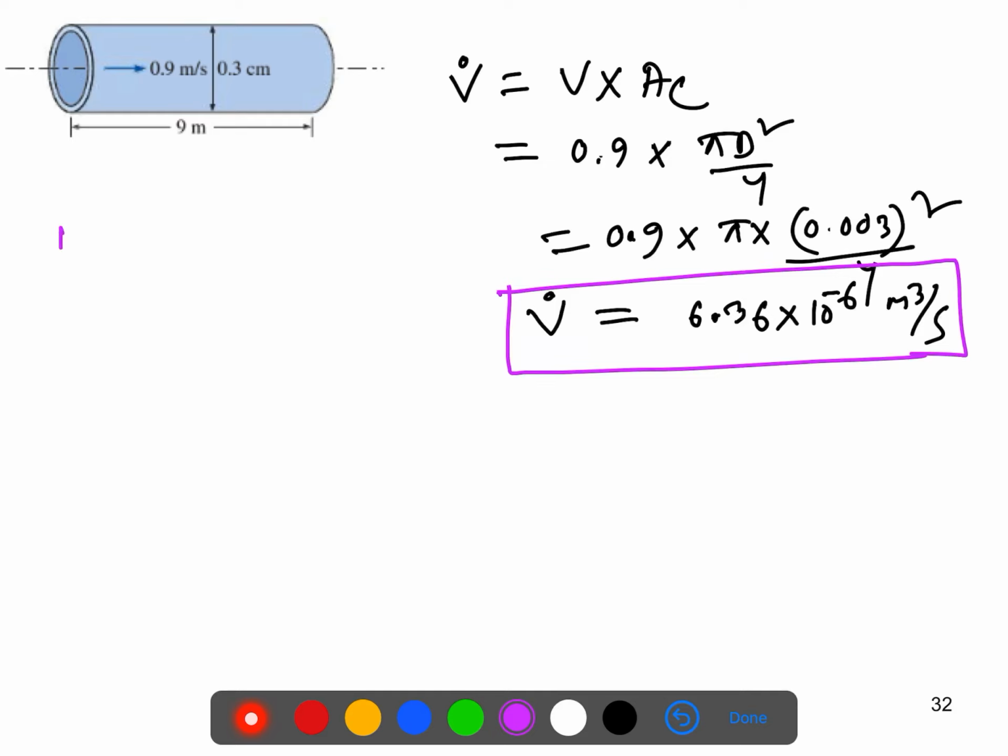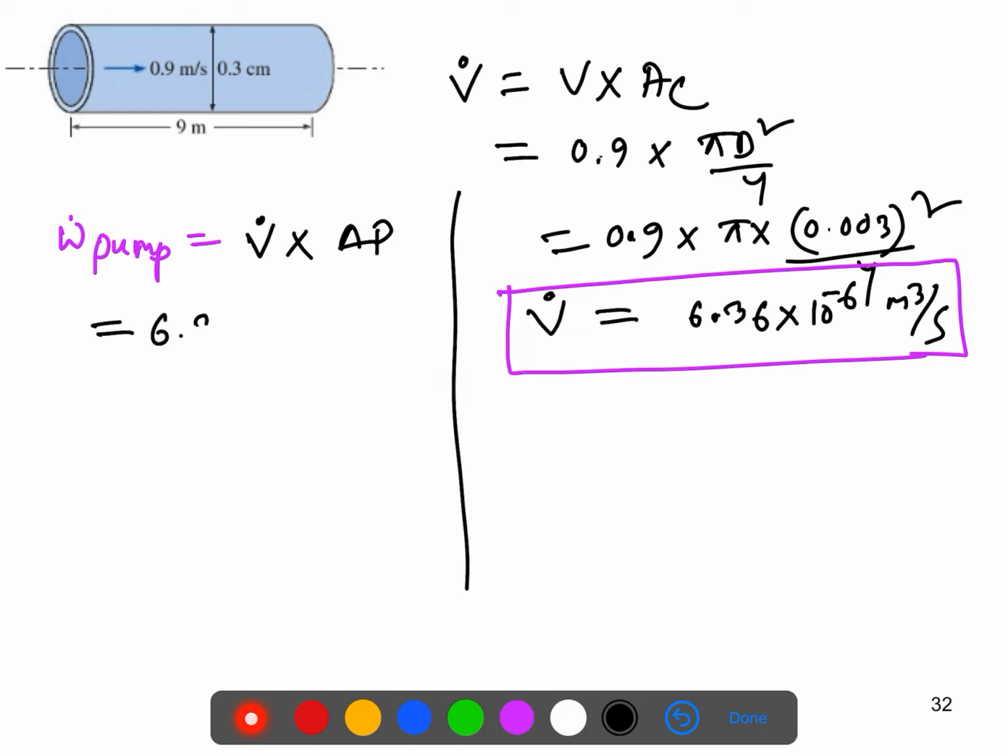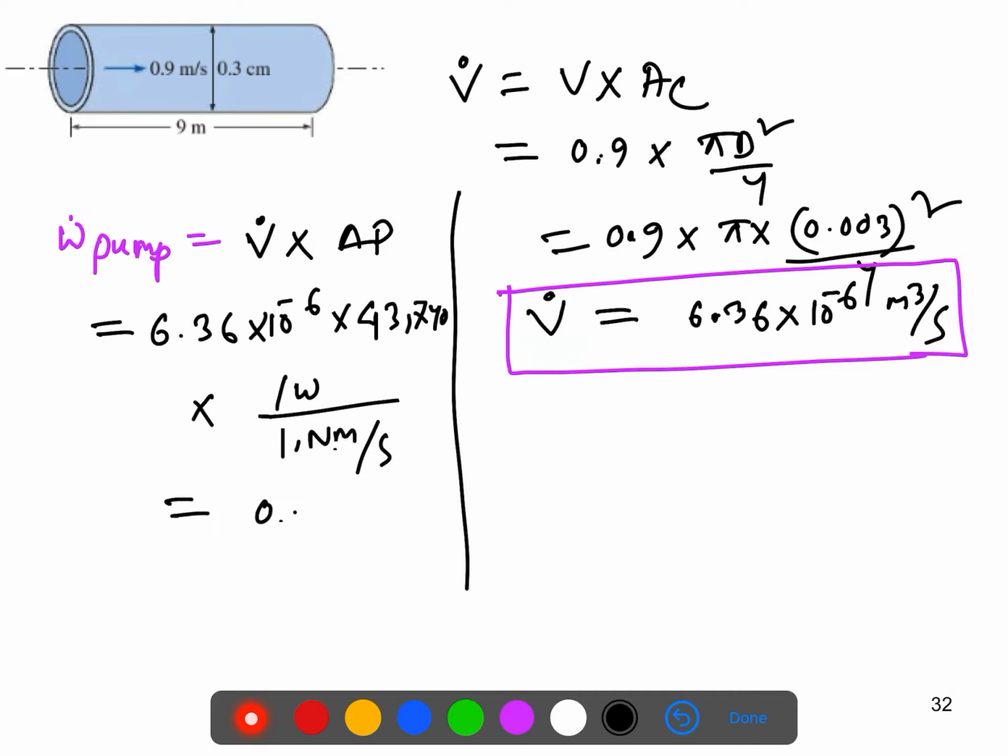Now the pump power, which is V dot times delta P. The volume flow rate is 6.36 times 10 to the power minus 6, and the pressure drop we know is 43,740 Newton per meter square. If we convert it into watt, 1 watt equals 1 Newton meter per second, then it will be 0.28 watt. So this is the pumping power.